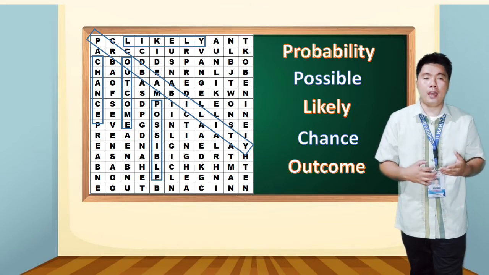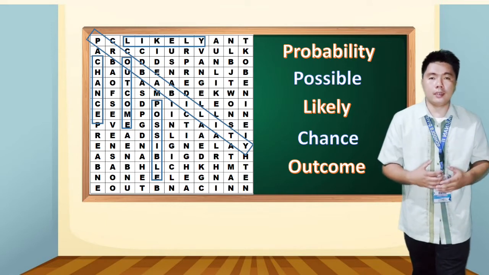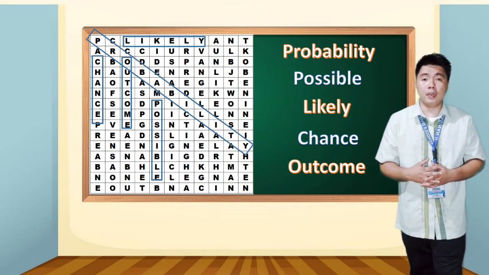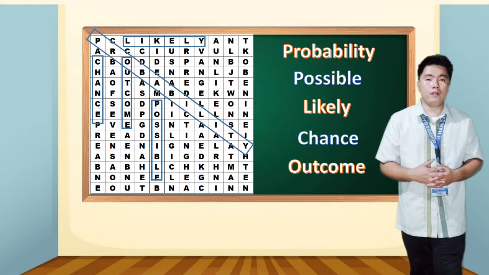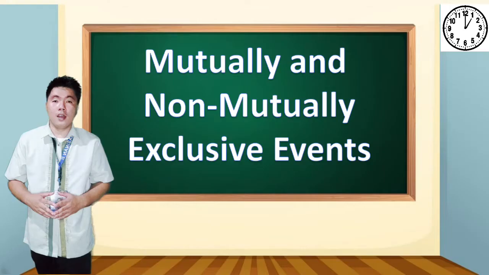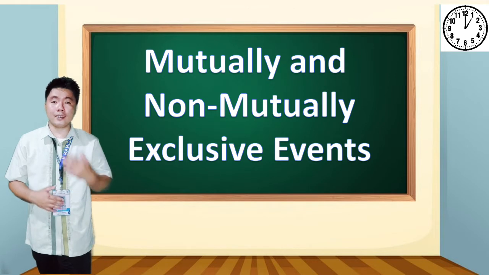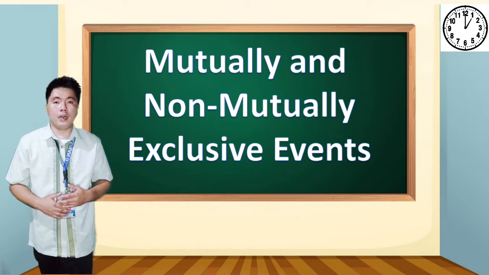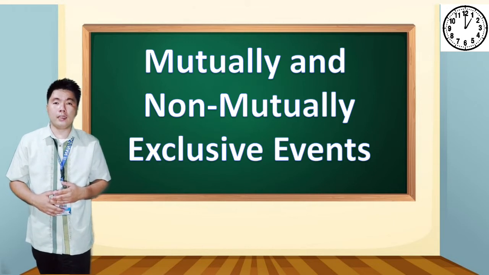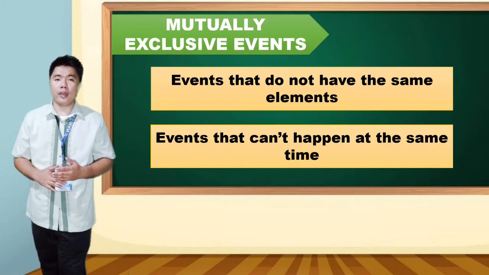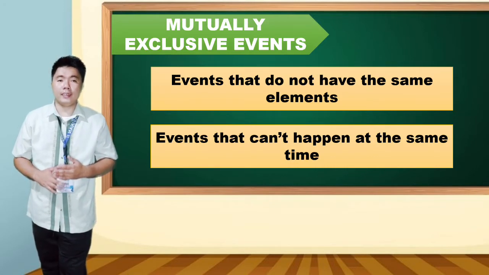In that activity, you found the word probability and some words related to it. I also know that we have already finished discussing the probability of simple events. Our lesson for today is just a continuation of this topic. Today, we will be discussing mutually exclusive events and non-mutually exclusive events. Let's start with mutually exclusive events.